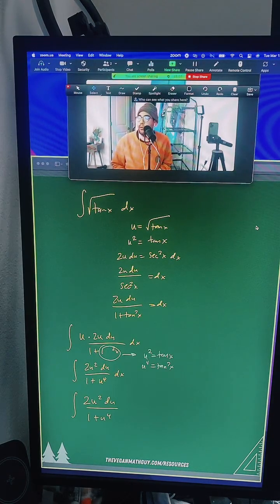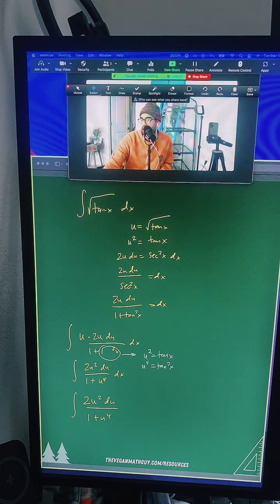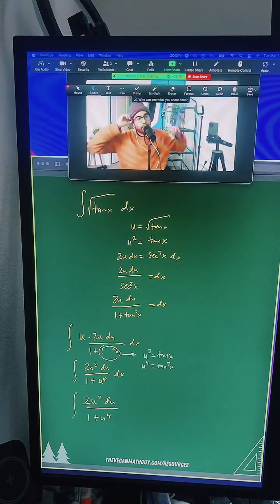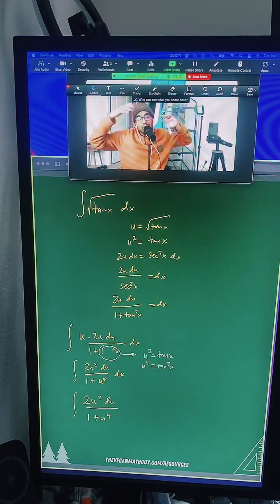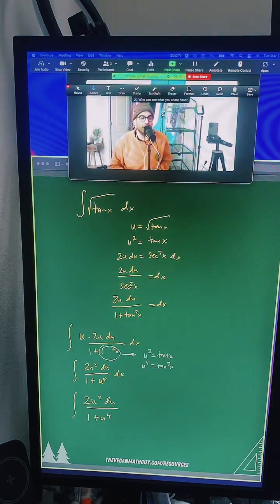Yes, thank you, Samuel, u to the fourth. Yep, u to the fourth. Hopefully you guys saw that I fixed that. I can't believe I did u squared there. Okay, so u to the fourth. And now it's our job to try to simplify this.